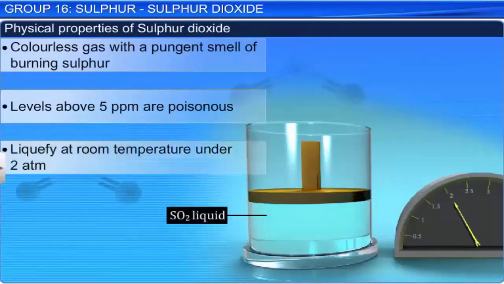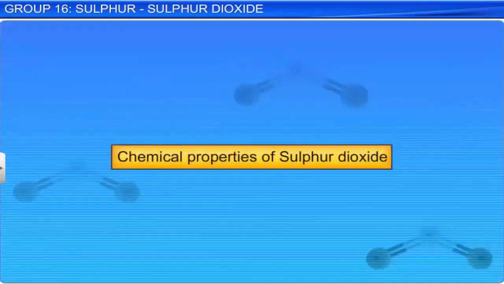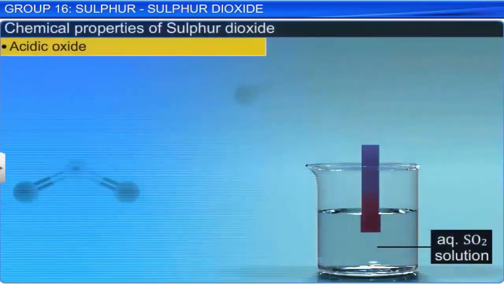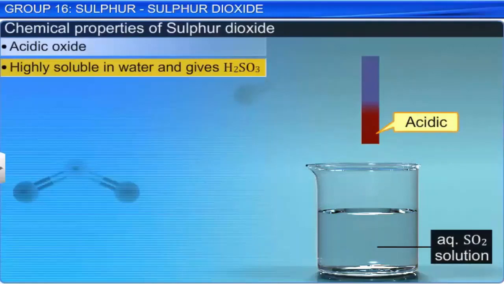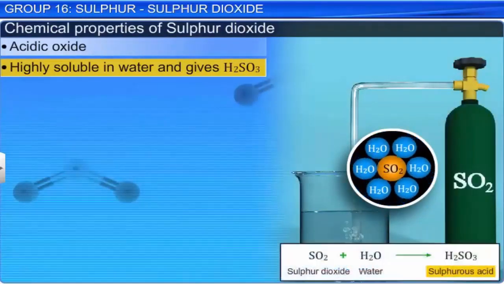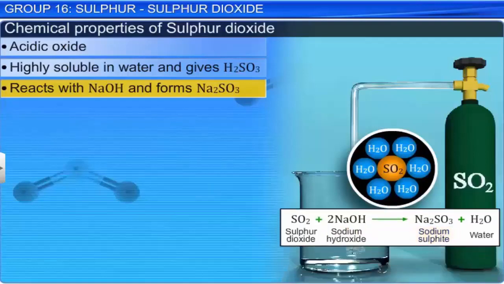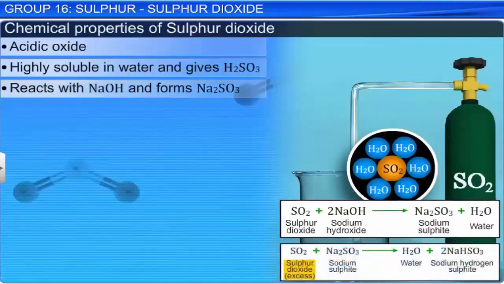Let's now look at the chemical properties of sulfur dioxide gas. It is an acidic oxide that is highly soluble in water. It dissolves in water to give sulfurous acid. It reacts readily with sodium hydroxide solution and forms sodium sulfite. If more sulfur dioxide is passed into this solution, sodium hydrogen sulfite is formed.